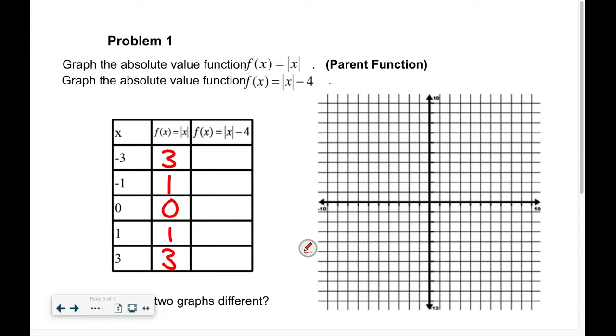Okay, let's plot them. -3, up 3, -1, up 1, 0, 0, 1, 1, and 3, 3. Make sure I put arrows because it goes on forever. It's not like a parabola. A parabola has the U where it's curved at the bottom. These are V's. So far so good?